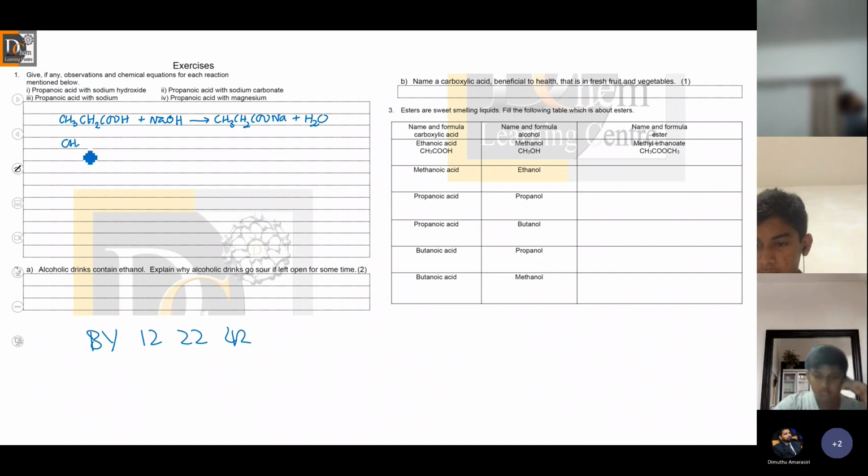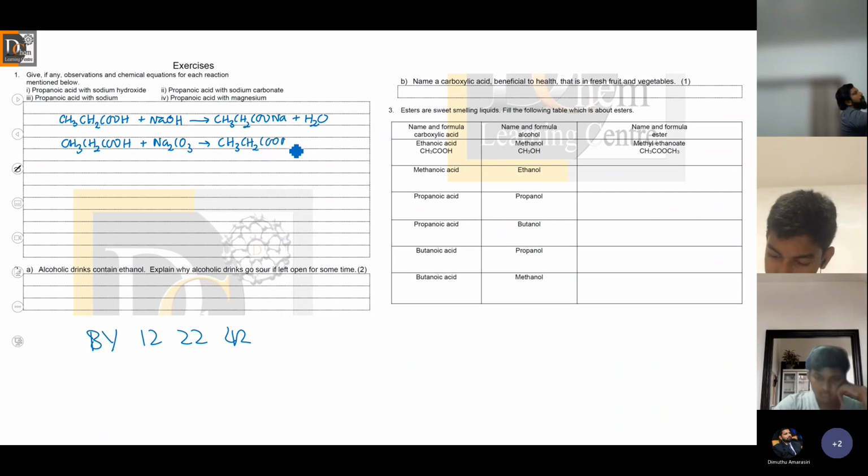And propanoic acid then sodium carbonate, Na2CO3, you get CH3CH2COONa, sodium propanoate, carbon dioxide and water. The one making sodium carbonate, there are 2 sodium, so you put 2 there and 2 in front of propanoic.